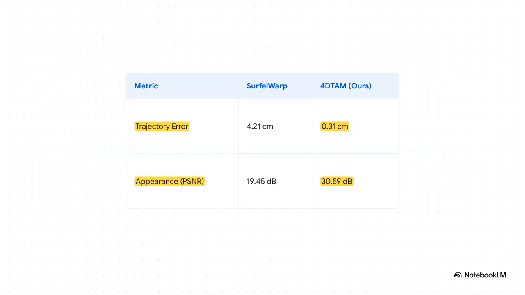And if the visuals don't convince you, the hard numbers are just as impressive. Look at this comparison to a previous state-of-the-art method. For trajectory error, which is basically how well it tracks the camera's position, 4D TAM is over 10 times more accurate. And for appearance, where a higher number is better, the difference is just night and day. We're not talking about a small incremental improvement here. This is a massive leap forward.